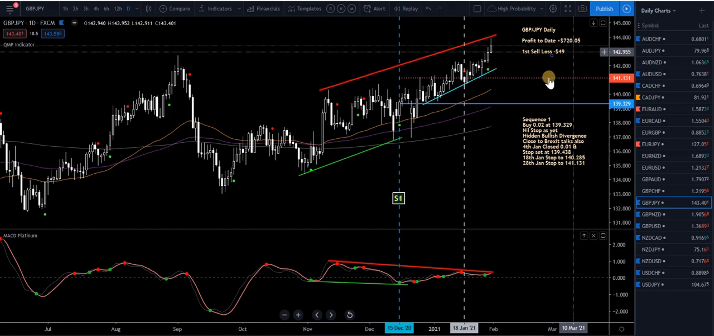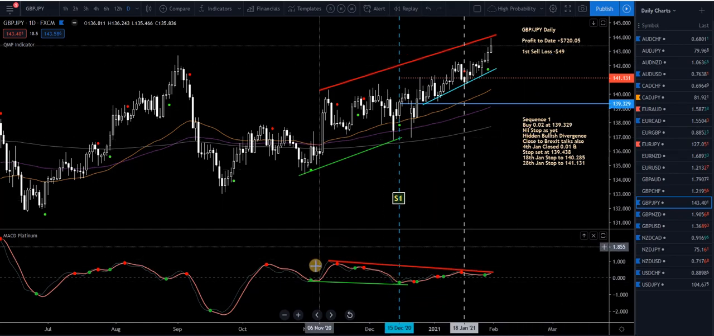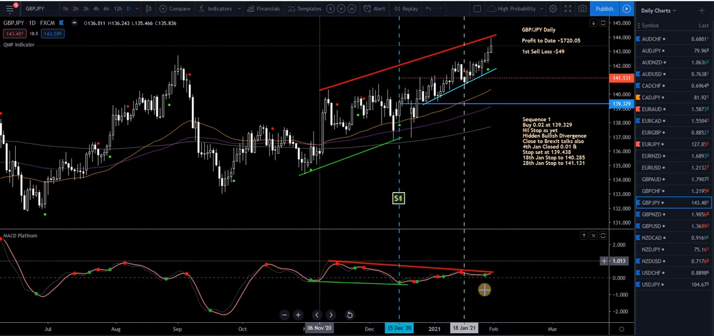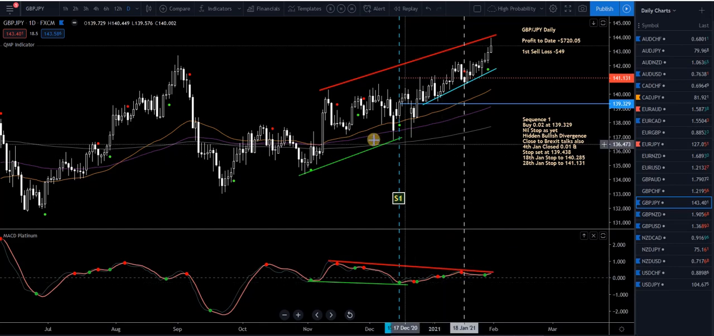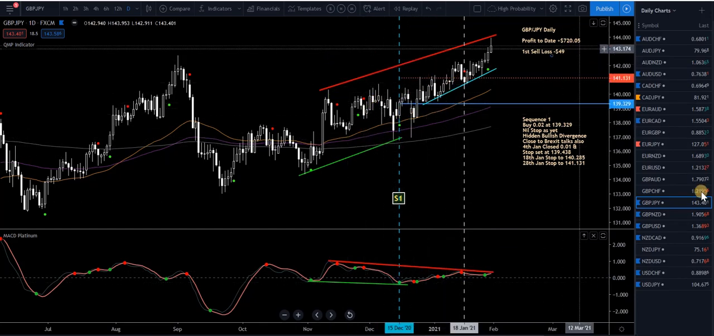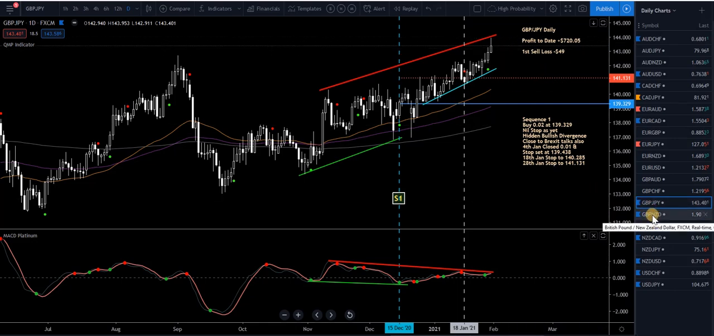Power, I don't mind trading the pound yen. But this is all very flat in here. This is very flat from the MACD Platinum on this pair, but it's because of all this up and down crap. So, yeah. But the buy's looking good. We're locking in profit. Can't lose on the buy trade.